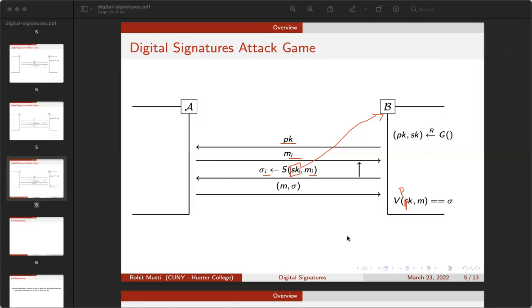Okay. Are there any questions on this attack game or how digital signatures work? I'll give it maybe 30 seconds.